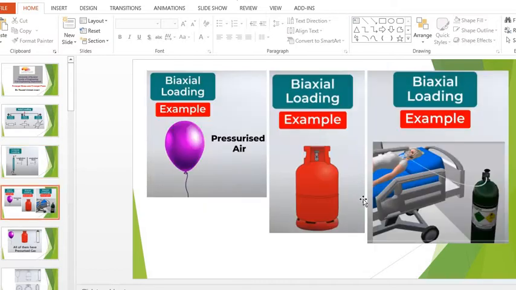After that, in our day-to-day life, we have seen this balloon, right? Similarly, a gas cylinder, and in hospital we have seen the oxygen cylinder. These are examples of biaxial loading. Biaxial loading means what? Here in this balloon the pressurized air is there. Similarly, pressurized gases are there in this cylinder also, right?